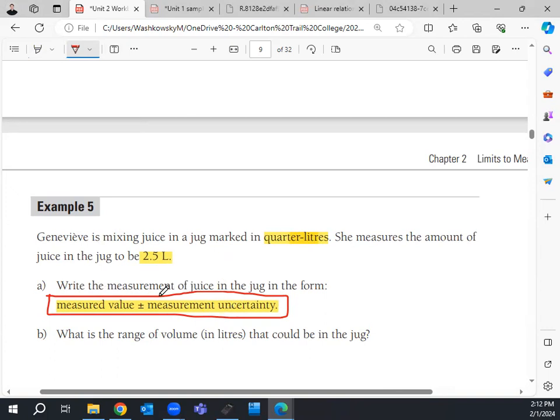So we need the uncertainty, we need the value, but how do I find uncertainty again? How do I find what uncertainty is?